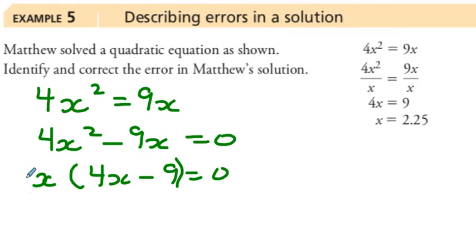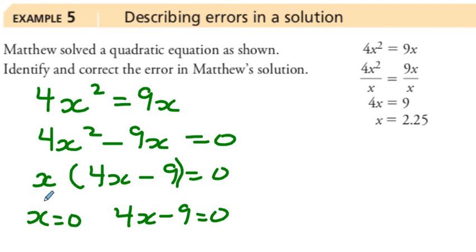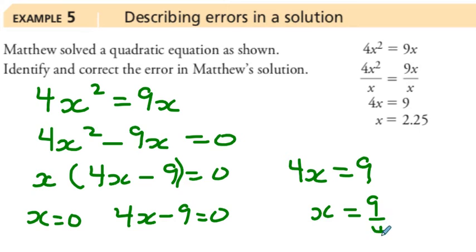So just like before, we have two factors. We have one factor, which is x. The other factor is 4x minus 9. Now we make both of those equal to 0, just like we did before. And of course, x equals 0 is our answer. That's one of our factors. The other factor, which I'll finish up here, is 4x equals 9, because we add 9 to both sides, and then divide both sides by 4, and we'll get 9 over 4.